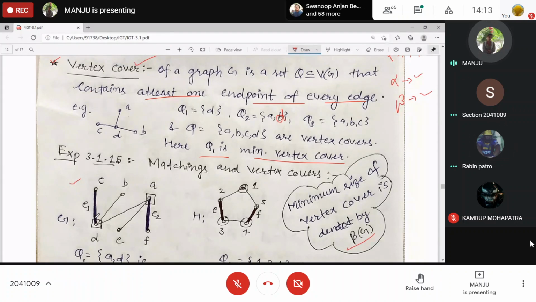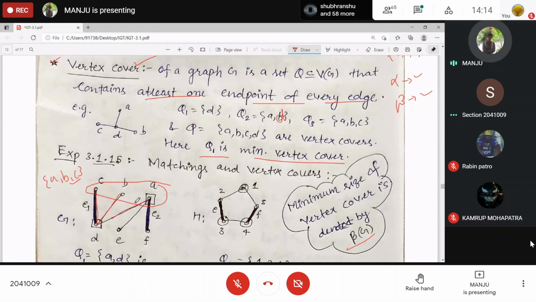And if we take A, B, C, D, E, F, all are covering all the edges, right? If we take B, C, A, these are also covering all the edges. Is it? Ma'am, B is not covering all the edges. Not at a time. A comma B comma C, the set I am just saying. These are covering all the edges. C is covering this vertex. B is covering, sorry, this edge.